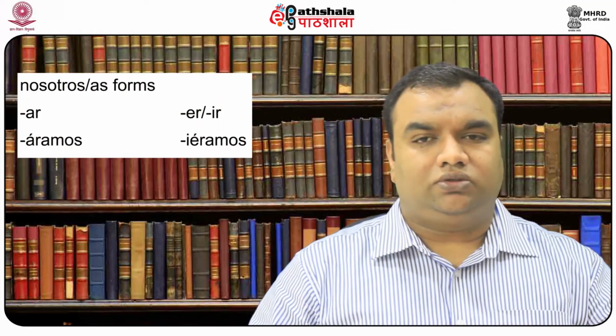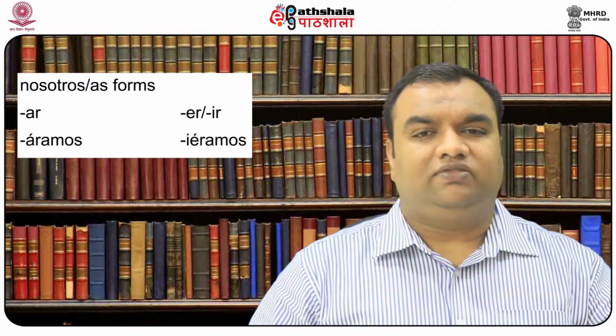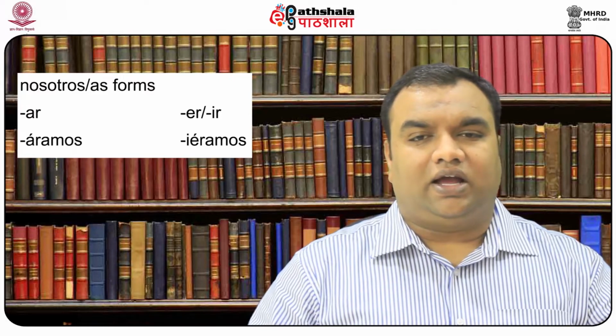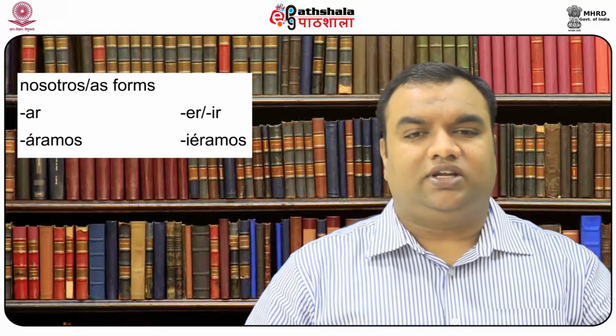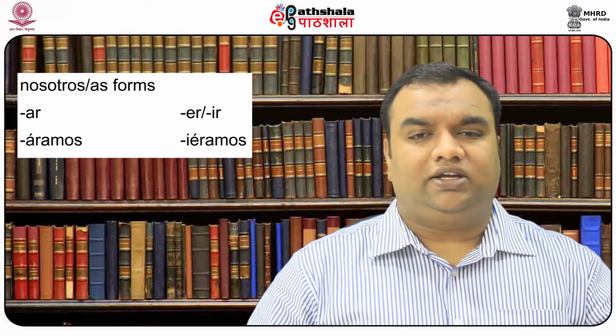As highlighted in the above examples, it is very important to note that the nosotros, nosotras forms of the imperfect subjunctive always have a written accent on the vowel right before the letter R. So, in case of AR ending verbs, the nosotros form would be áramos with the written accent on the letter A. And in case of the ER and IR ending verbs, the nosotros form, which has the ending of iéramos, there will be a written accent on the letter E.